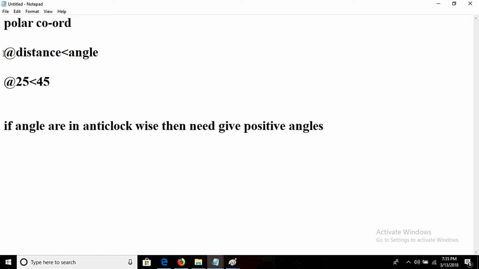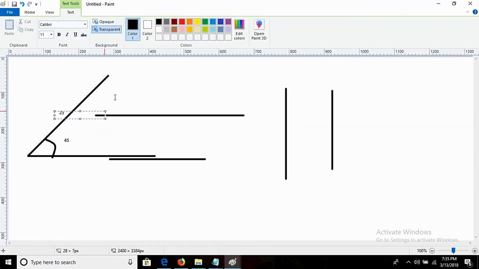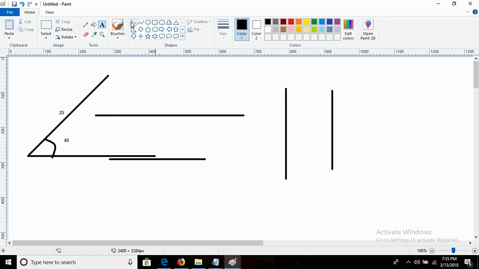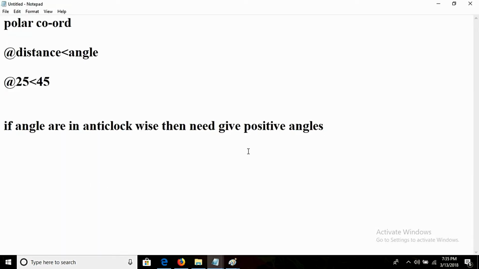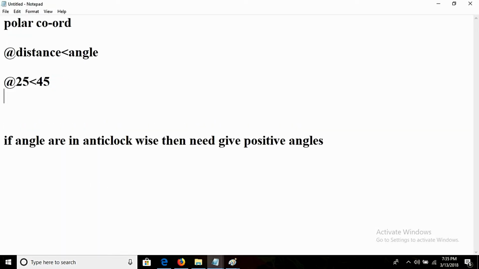It means in the above example we are given a positive angle here. Suppose we are going to draw something like this. The same 45 degrees of angle is given over here, and this time we need to give an angle like this.